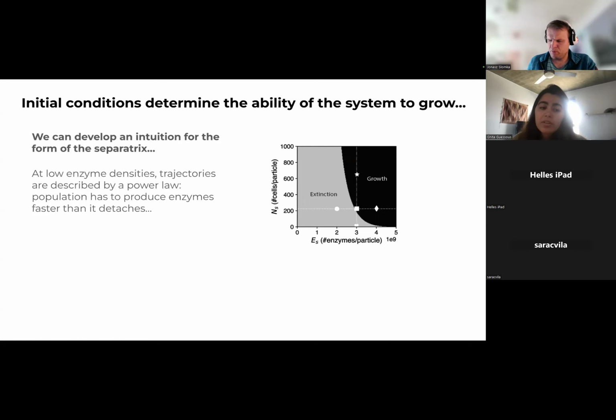On the other hand, at low enzyme densities, the initial small number of cells is not going to be enough to lead you to growth, even though attached cells are going to be generating nutrients. So that is the other region of the phase diagram.